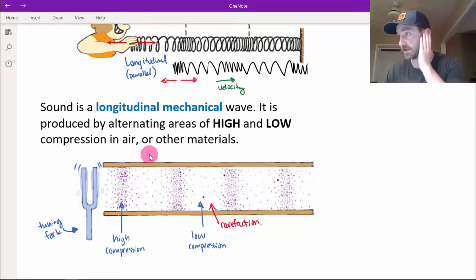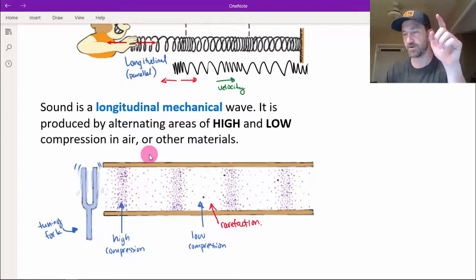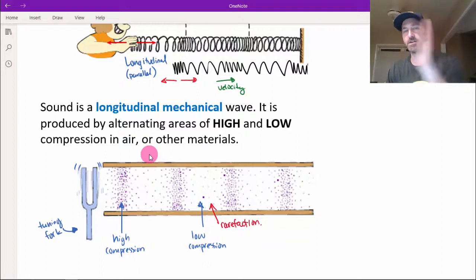Our ears detect it because, just remembering, I saw a good video on how ears work. I should probably link that in there. So as high compression of air hits, it causes our eardrum to push in, and that causes the fluid in our ear to move and all the other stuff to pick it up. I can't remember the term off the top of my head right now. I want to say cilia, but I don't think that's right. And that's how we pick up the sound waves, and our brain interprets that.